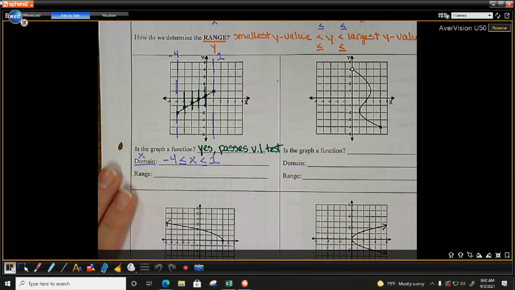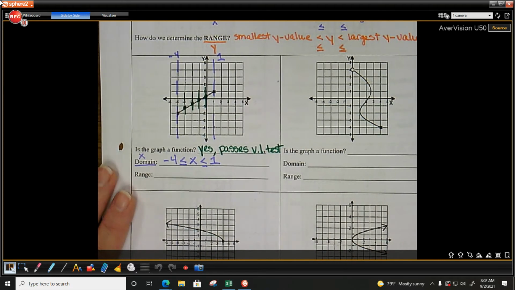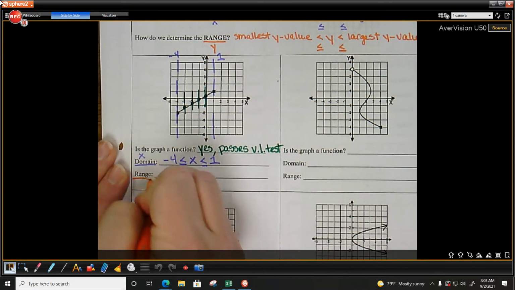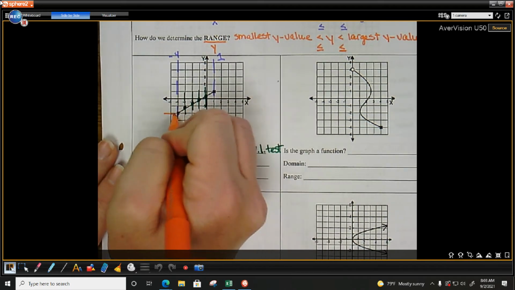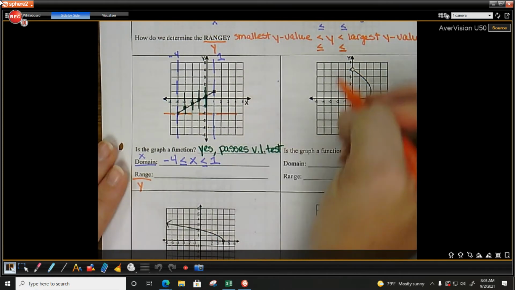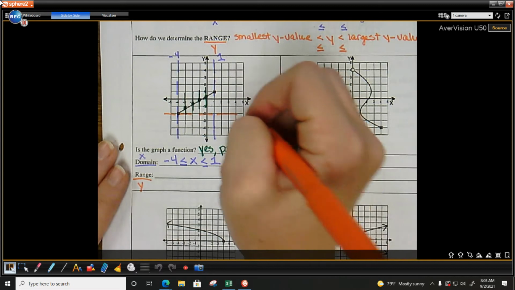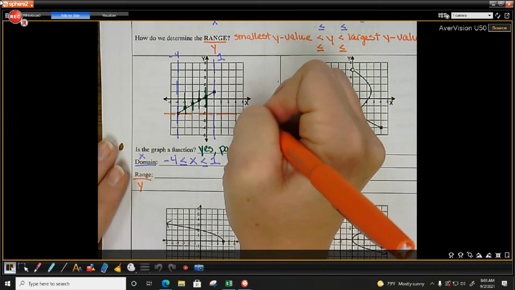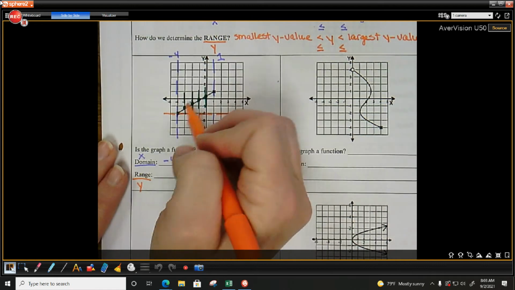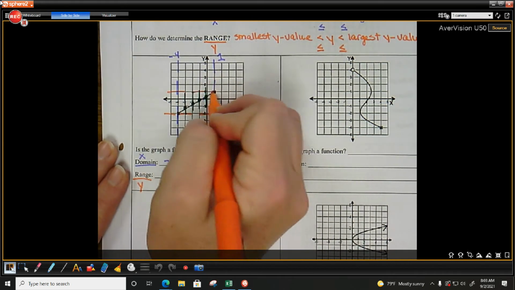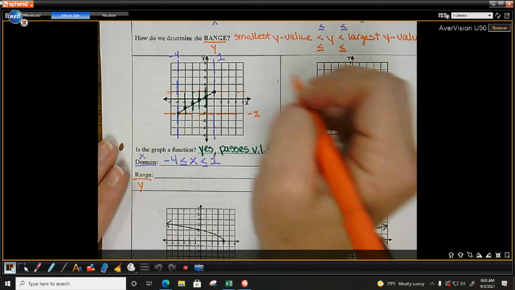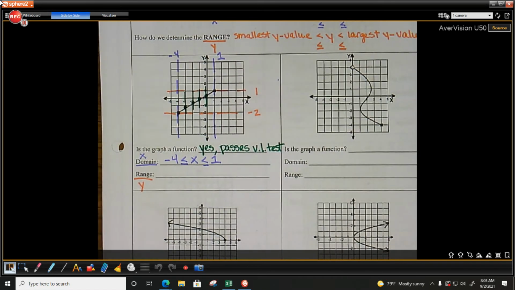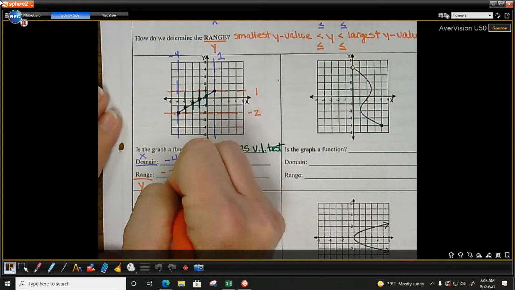Okay. Now let's do our range. Range is y, which is your up and down. So I need to find the bottom. Here's the bottom point. Draw a line at the bottom. Where does that hit the y-axis? At what? Negative 2. There we go. Find the top. Here's the top. Where does it hit? 1. Remember, you always go small to big. So bottom to top. So I'm going to do negative 2 is less than y is less than 1.